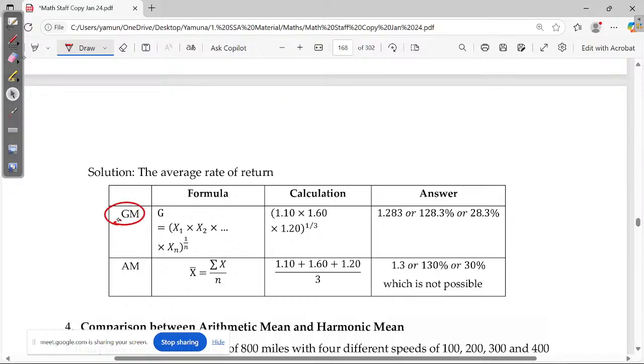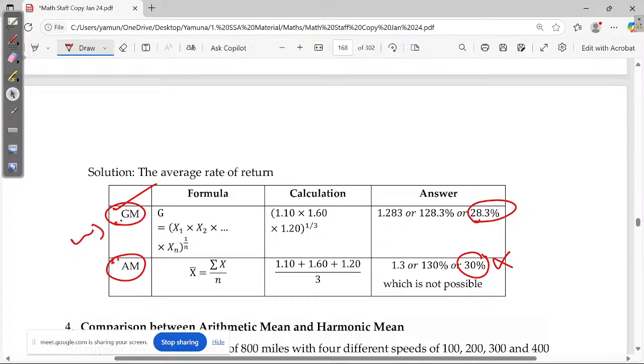I'm not working on this problem now, because I need to discuss the geometric mean formula first. I'll discuss that later. If you find the geometric mean, the actual average rate is 28.3%. If you take the arithmetic mean, you get 30%. 30% is not the right answer. You have to go for finding geometric mean.